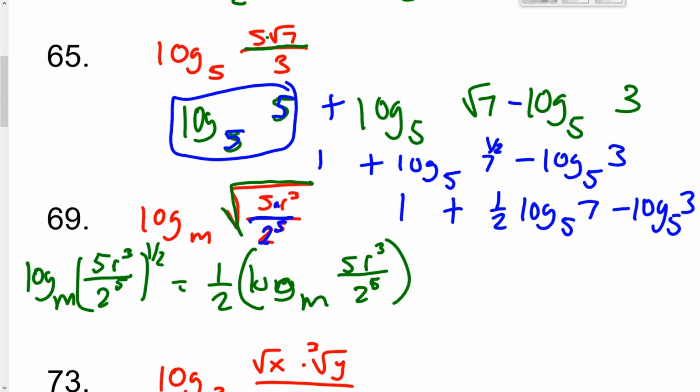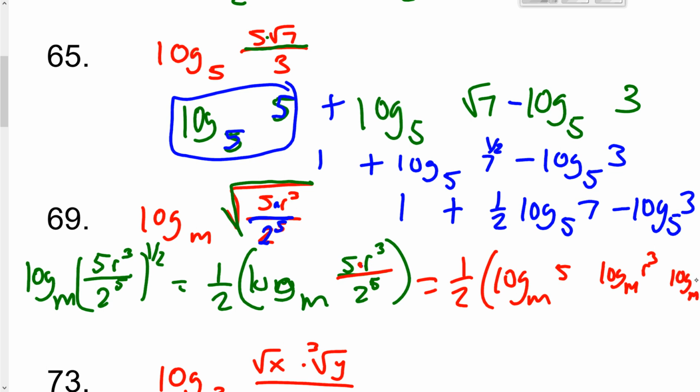All right, and now I can separate this. I have, well, let's do red. I have multiplication, and then I have division, right? And then I have 3. So that 1/2, I'm going to have 3 logs, 1 of 5, 1 of r cubed, and 1 of 2 to the 5th. I'm going to need more room.